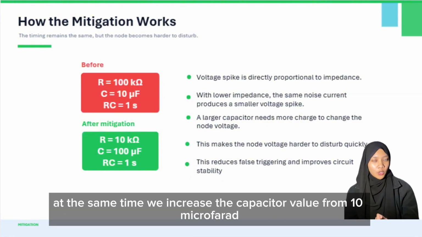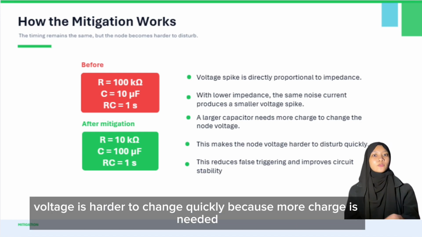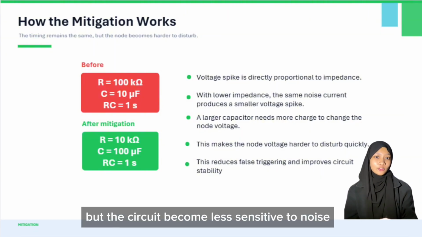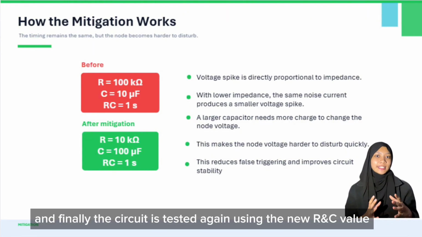At the same time, we increase the capacitor value from 10 microfarad to 100 microfarad, to make the node voltage harder to change quickly because more charge is needed. The RC timing remains the same, but the circuit becomes less sensitive to noise. And finally, the circuit is tested again using the new R and C values.